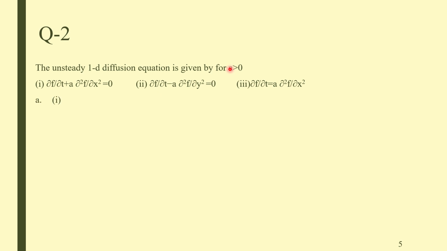We'll look at the options. Option A is 1. Option B is 1 and 2. Option C is 1 and 3. Option D is 2 and 3. As we have seen, the right answer is option D, 2 and 3, because the generalized form is ∂f/∂t = a times ∂²f/∂x². Here this is the right format, so we take it to the left hand side and we have this. From this generalized equation, and since in the question a is greater than 0, 2 and 3 are right. Answer is option D.